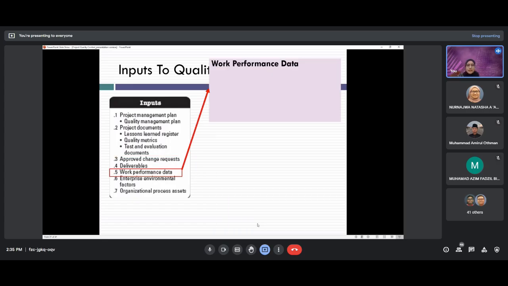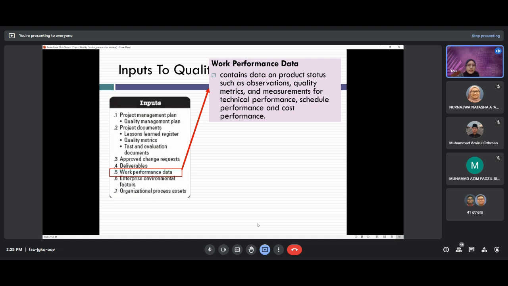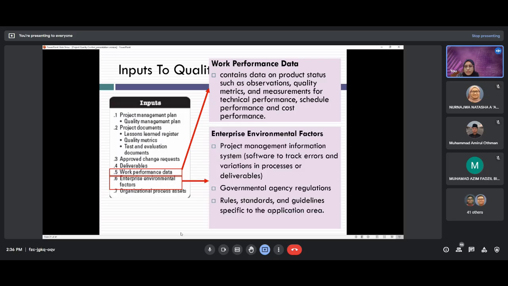And then the performance data. The performance data contains data on product status such as observations, quality metrics, measurements, technical performance, and also the cost and schedule performance. So you need this performance data so that you can use it during your quality control process. And then the enterprise environmental factors.